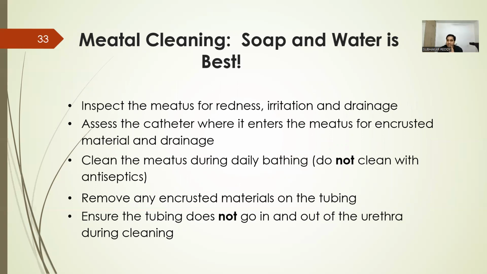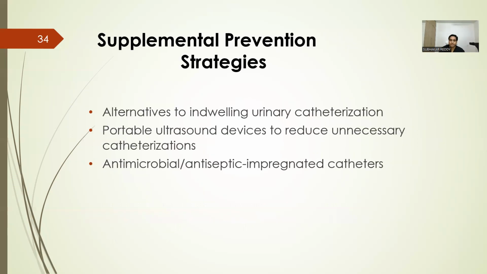Assess the catheter where it enters the meatus for encrusted material, remove it, and do soap and water cleaning during your daily bath. Remove any encrusted material from the Foley's tubing, and ensure that the Foley's tube does not go in and out of the catheter during your cleaning. Supplemental strategies would be alternatives to indwelling catheters like a nail cap, portable ultrasound devices to reduce invasive catheterizations, and antimicrobial or antiseptic coated catheters.